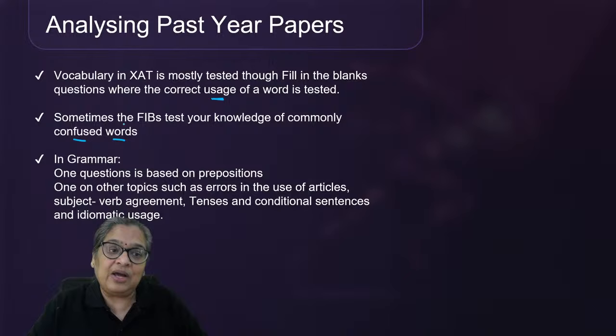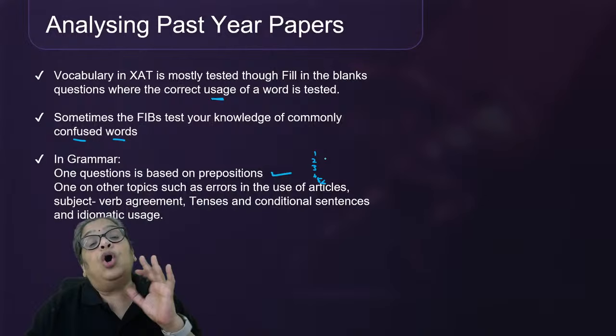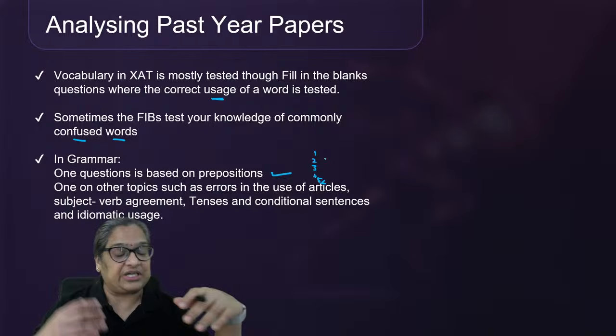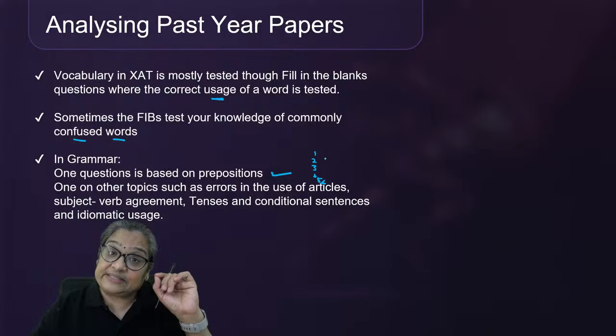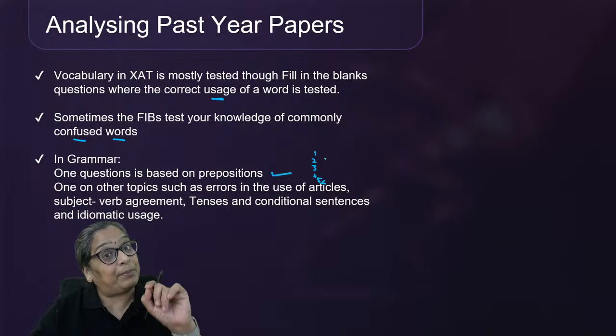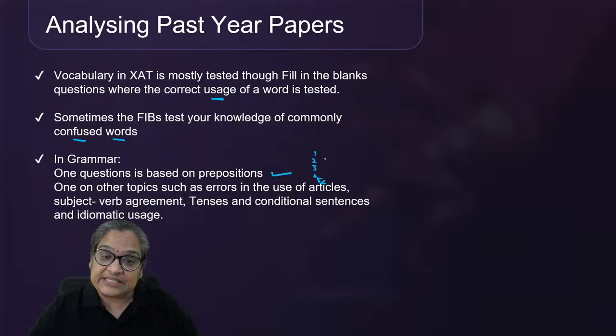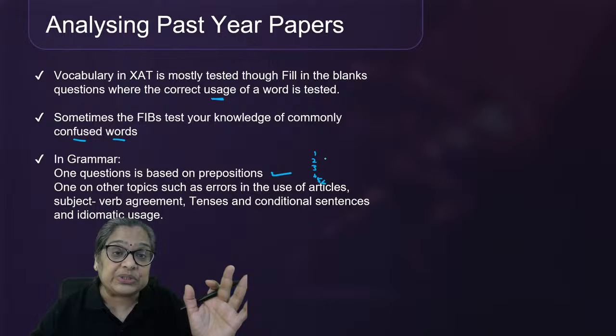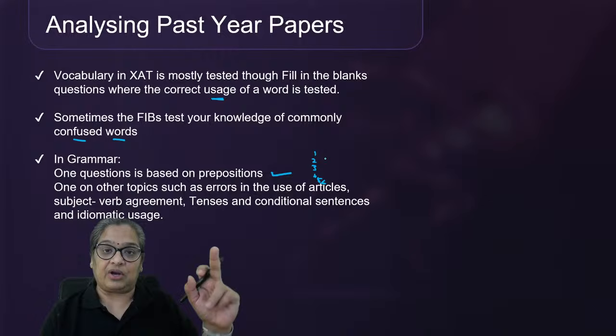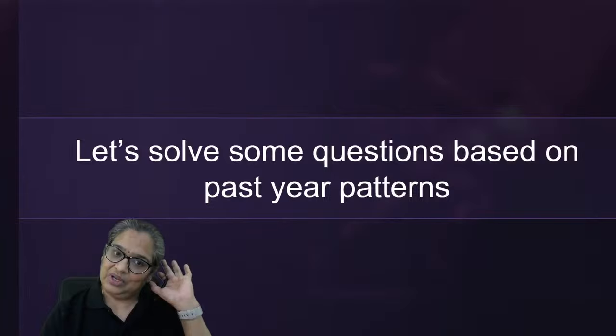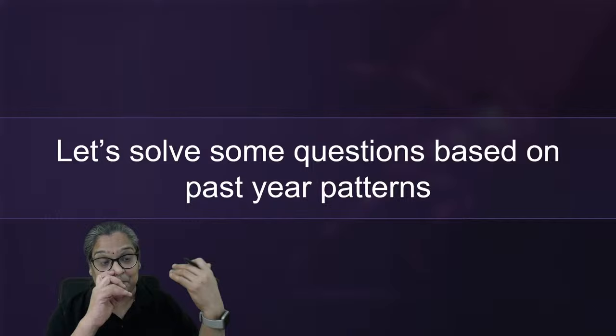Now, in grammar, 1 question is based on prepositions. You get 6 statements. All will have prepositions in them. Some are rightly used, some are wrongly used. And then they tell you to identify the option which gives you a set of correct sentences or a set of wrong sentences. The other grammar question is generally based on other errors, and they are mostly idiomatic usage, sometimes subject verb agreement, sometimes tenses. One year it was only conditional sentences, one year it was only idiomatic usage. So you have to prepare. Your grammar preparation has to be thorough and comprehensive with particular focus on prepositions. Understood? So let's look at past year questions and questions patterned on past year papers.